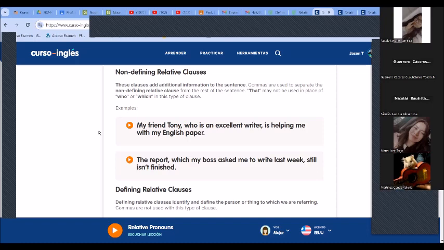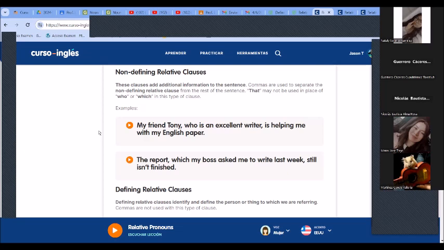Examples. My friend Tony, who is an excellent writer, is helping me with my English paper. The report, which my boss asked me to write last week, still isn't finished. Finished ends with a T sound because of the S sound before it. "Who is an excellent writer" is extra. The sentence could have been: my friend Tony is helping me with my English paper.